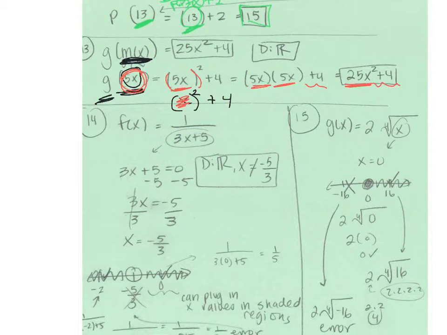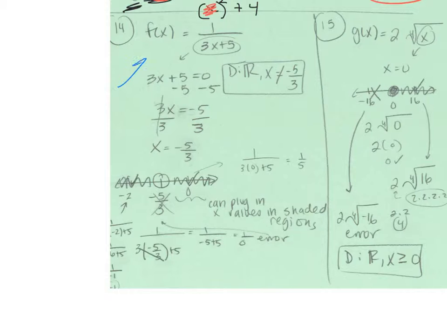Domain restrictions, inside out. Are there any restrictions on m of x? No. There's no radical with even index, no x in the denominator. Then are there any restrictions on the final answer? No. Therefore, the domain is all real numbers.